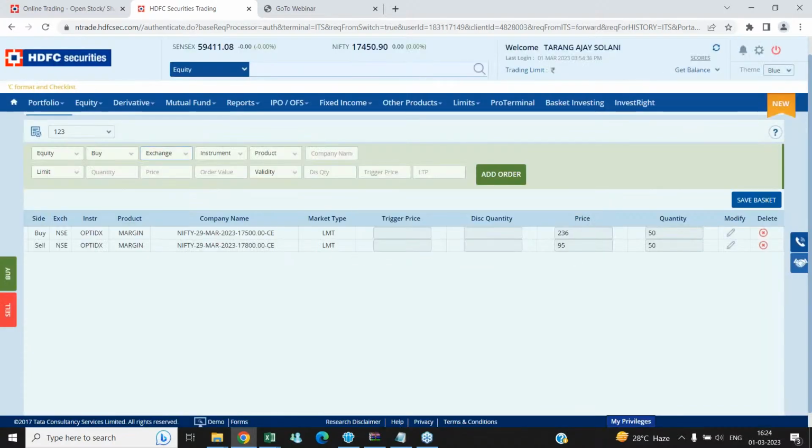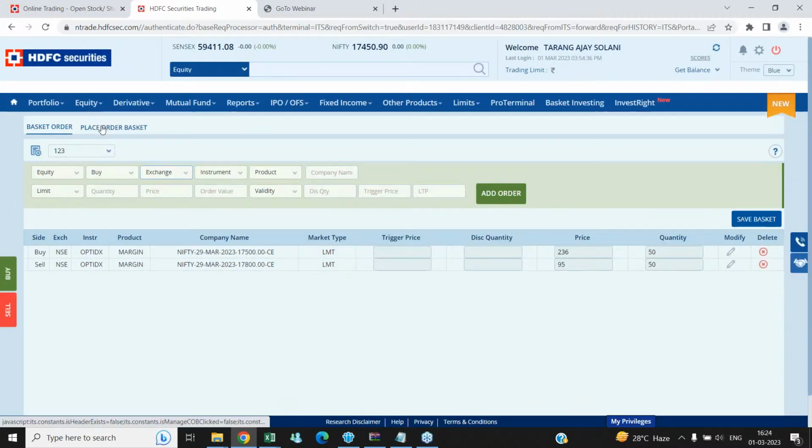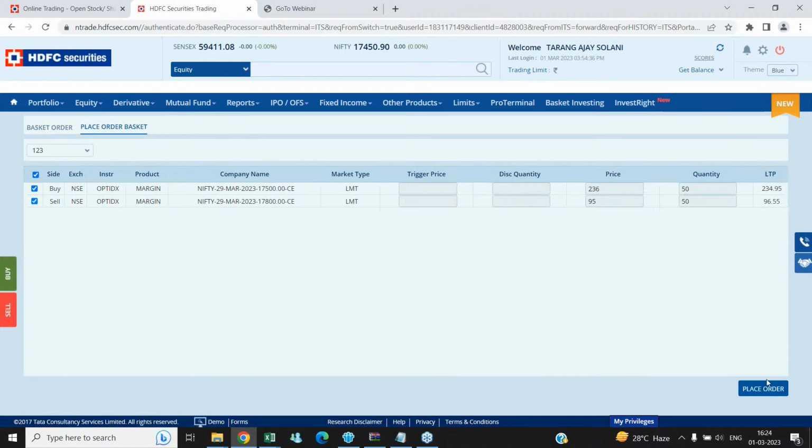Once the basket has been saved, you then have to go to place order basket, select both these legs together, and now place the order. Once you do this, both of the orders will be placed into the system simultaneously. So you can execute it in one single order window.